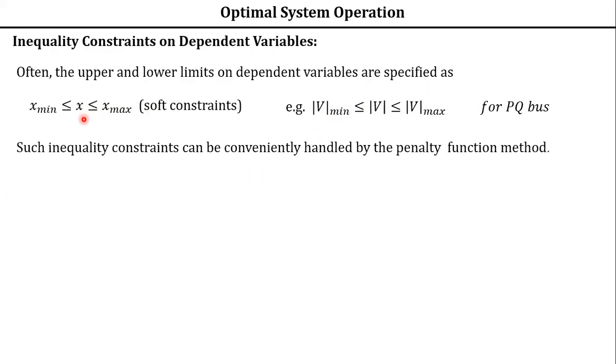Such inequality constraints can be conveniently handled by the penalty function method. You see this one here. This is the method we are using. Understood? So if inequality constraints exist on a dependent variable, that is on state variables, then such problems can be conveniently handled by a method called the penalty function method. What is meant by the penalty function method? If a dependent variable or state variable violates any limit, if it violates x minimum, a penalty will be imposed.